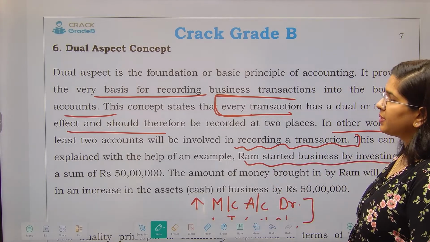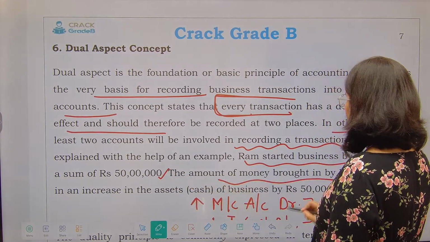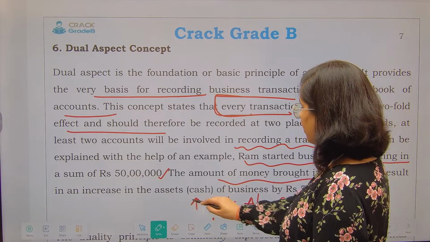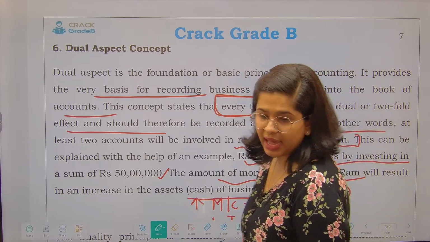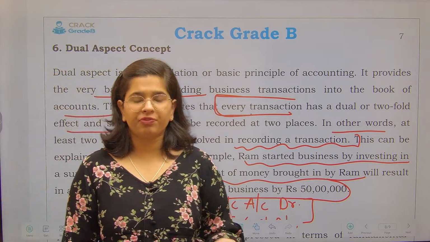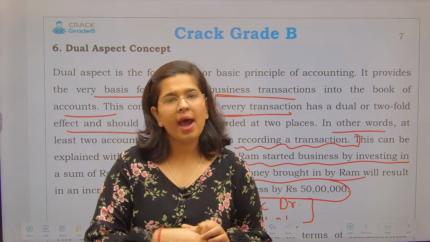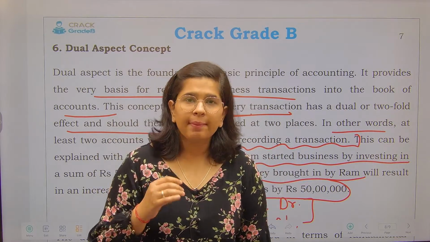Like Ram started a business by investing a sum of 50 lakh. The amount of money brought in by Ram will result in an increase of assets of the business by 50 lakhs. This we already understood yesterday. If you are bringing in capital of 50 lakhs, that means there is an increase in asset as well. Now I have a question for you guys. Please answer me.